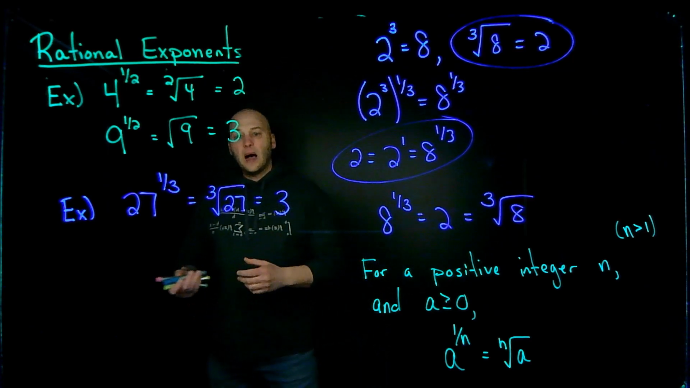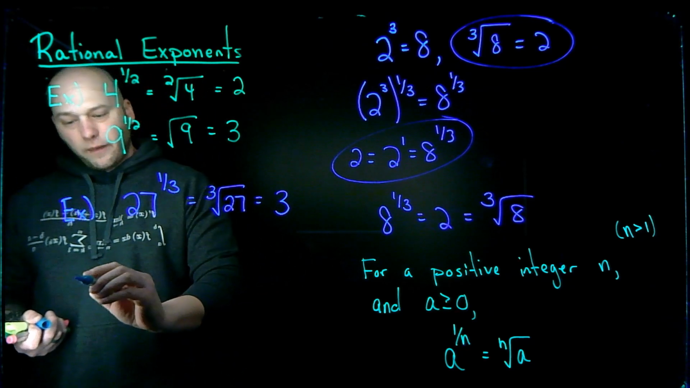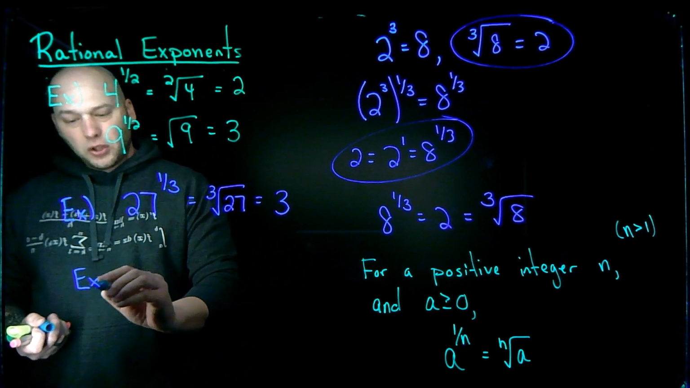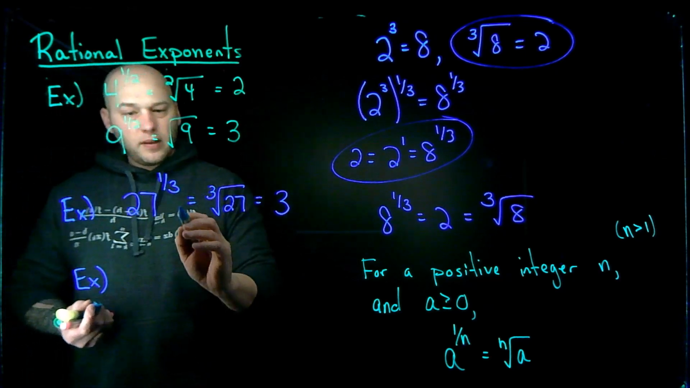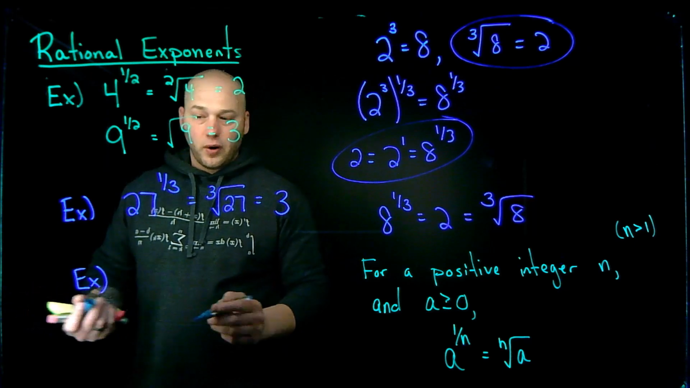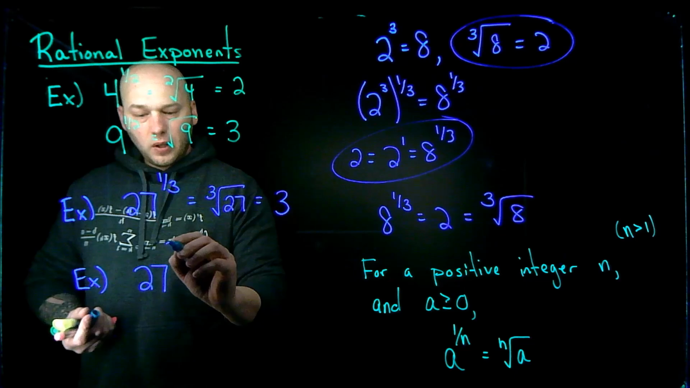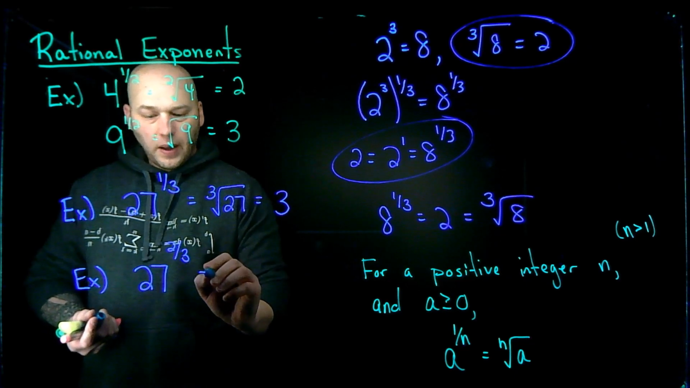Now let's look at the most general example. Let's do an example of it first, and then I will illustrate the general idea. But let's say rather than having an exponent of 1/3, what if I had an exponent of, say, 2/3? So let's do the previous example. Let's say 27 to the 2/3 power.